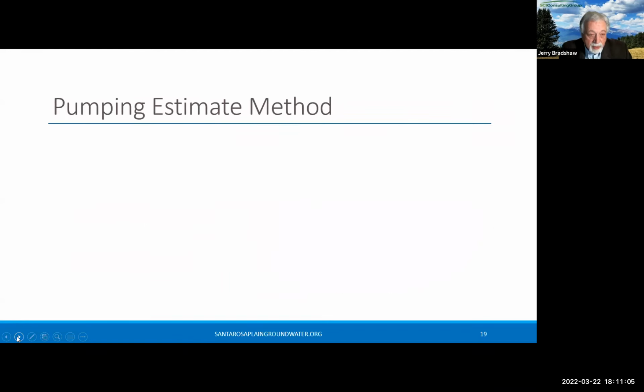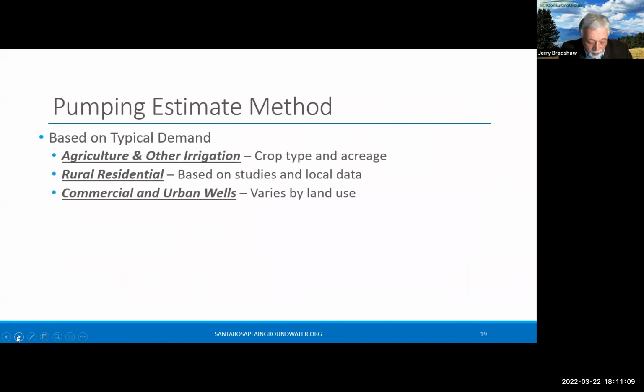So the pumping estimate is broken into the first 3 categories are agriculture and other irrigation. We base that on the crop type and the amount of acreage that crop covers. We have data from the state and from other industries that tell us what modern irrigation requirements are for the different types of crops, and we apply that. We also have pretty good data on the acreages for each type of crop throughout the basin.